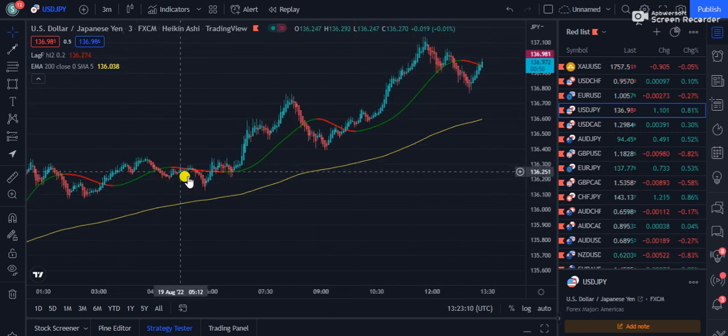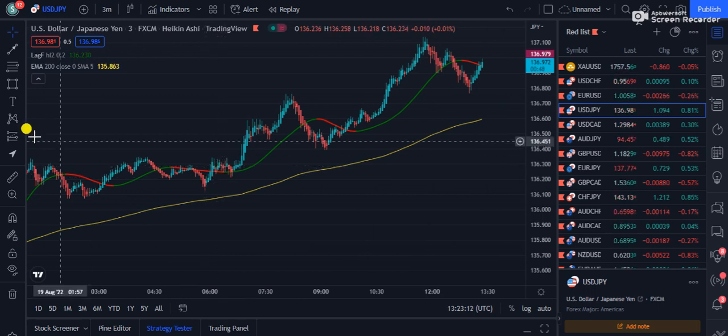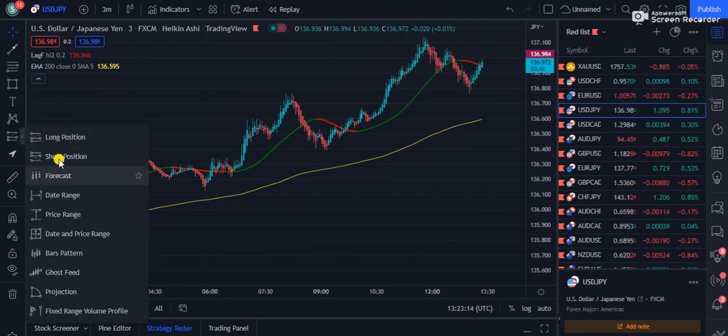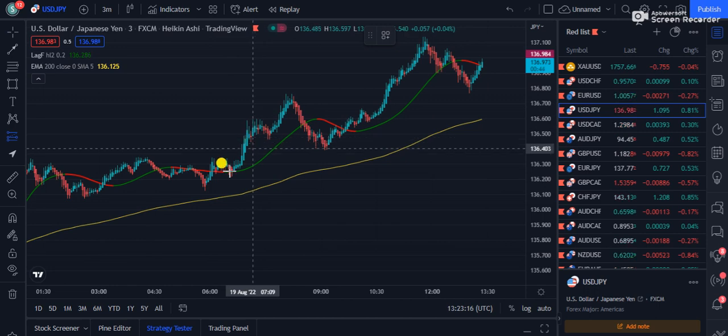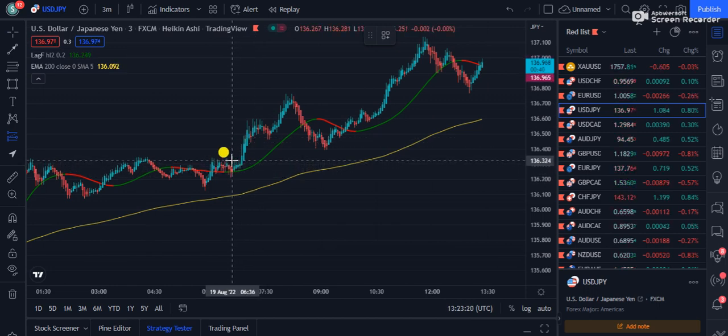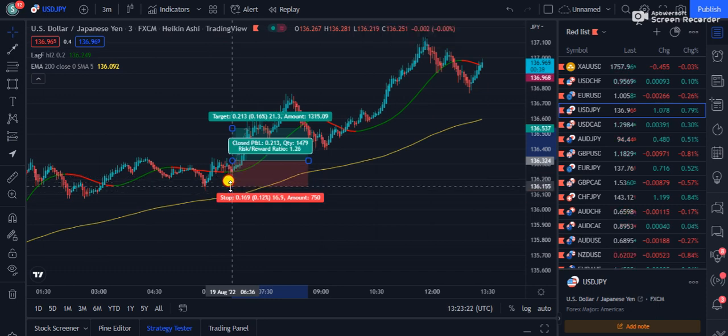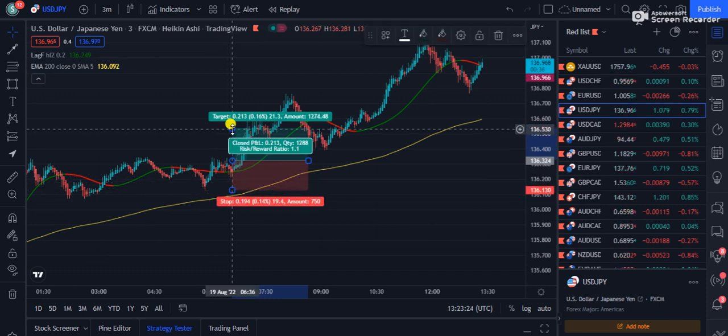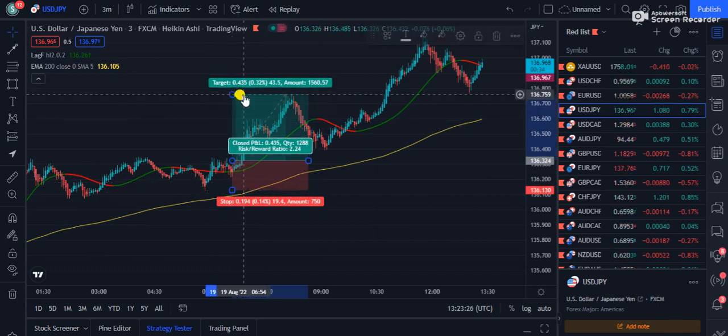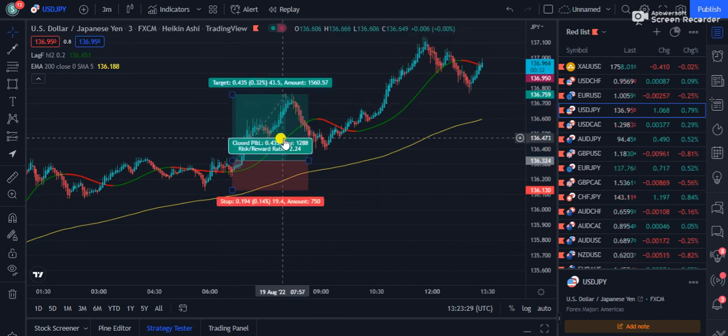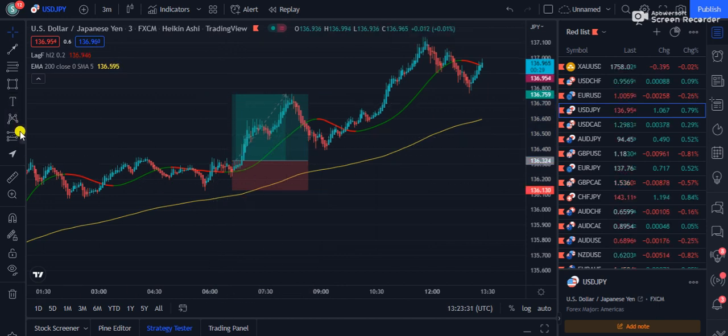So this is the thing you need to focus on. Whenever you are above the 200 EMA, go for buy signals only. So for example, I'm going to take a long position. From here we have the buy entry, and we have set up the stop loss at the previous low. Then what we targeted, if we look here, we were easily able to catch a 2.24 ratio.